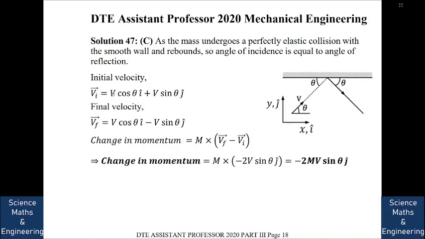Now if we see, initial velocity would be what? V cos theta is the horizontal component. So V cos theta i plus vertical component is V sin theta, so plus V sin theta j. Final velocity is this one. So it is V cos theta i, and it is negative now. So minus V sin theta j is the y component. So change in momentum is equal to mass into change in velocity. So m into Vf minus Vi. So we get cos theta gets cancelled.